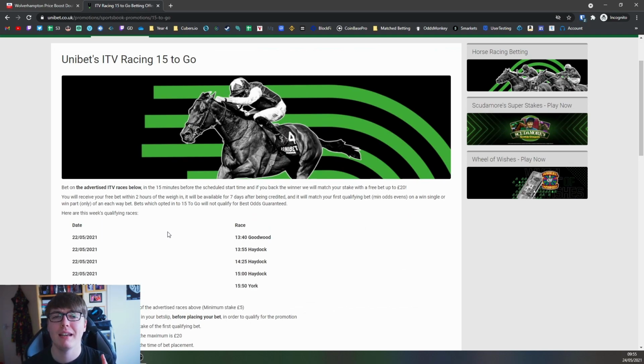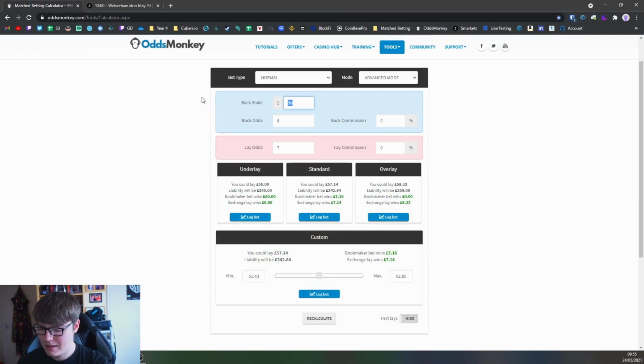So if we go to the Unibet 15 to go, if you bet on one of the races 15 minutes before the start time and you back the winner, they give you a free bet of up to £20. So how do we overlay in order to have zero qualifying loss? So we have a £20 free bet if it wins, meaning what we want to do is make sure that if it doesn't win, we don't lose anything. How do we make sure if it doesn't win, we don't lose anything?